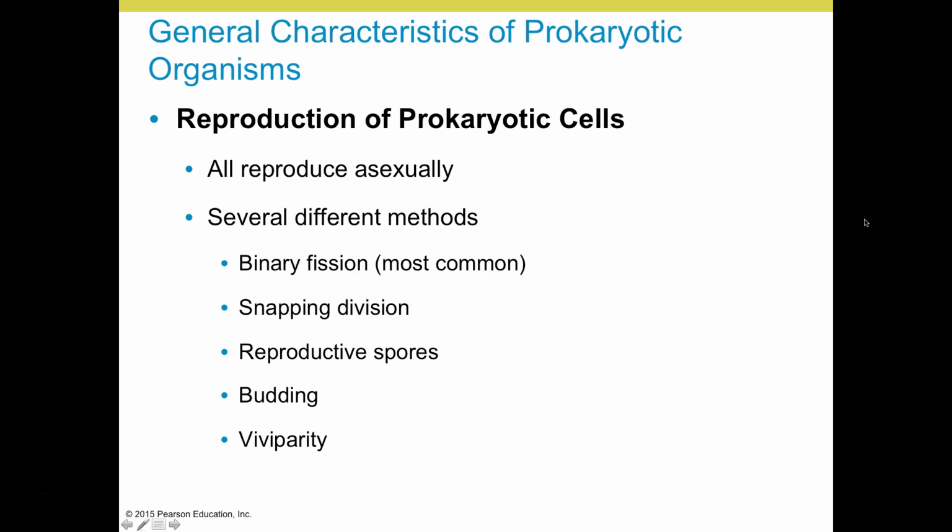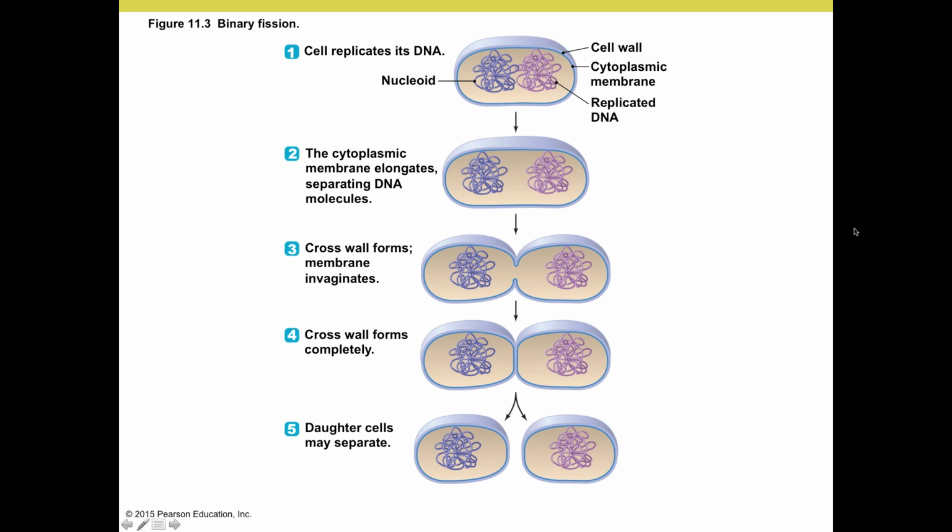They all reproduce asexually, meaning that they actually don't need another organism. They do this through binary fission or snapping division, reproductive spores, budding, or viviparity. This is, as you remember, binary fission, very similar to mitosis. However, this is asexual reproduction. It has nothing to do with mitosis.